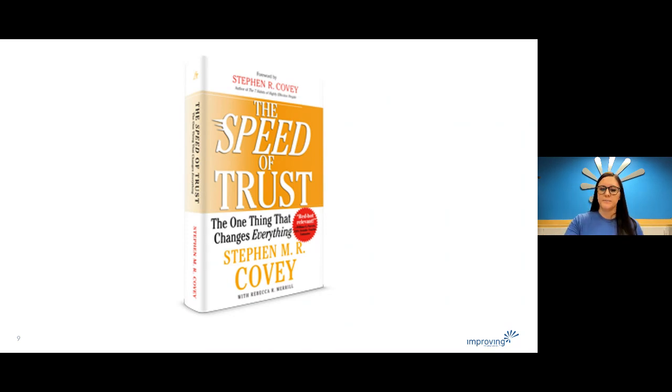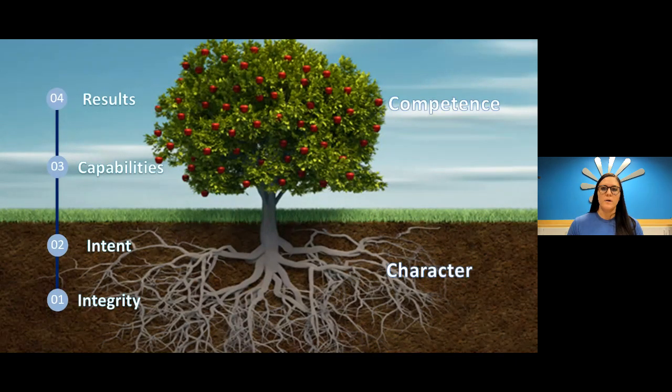So to dive right in, first and foremost, we have a tree. Now, Covey has this tree in the book where it talks about the integrity and the intent, capabilities, and results, which are split up into competence and character, as I mentioned before, with integrity being the roots.